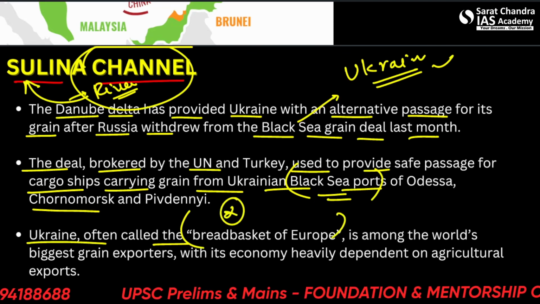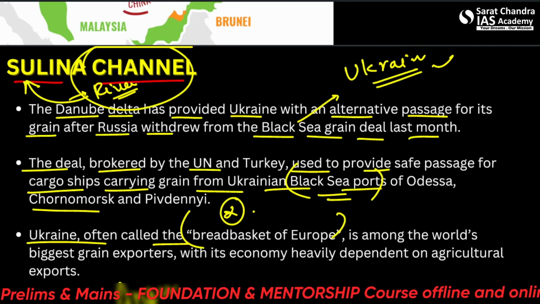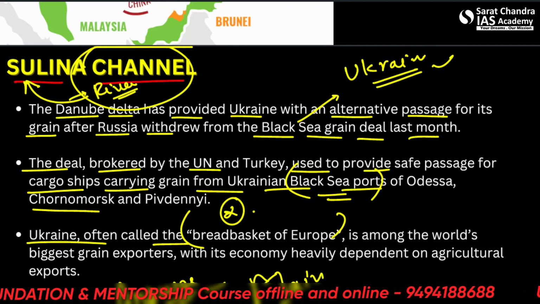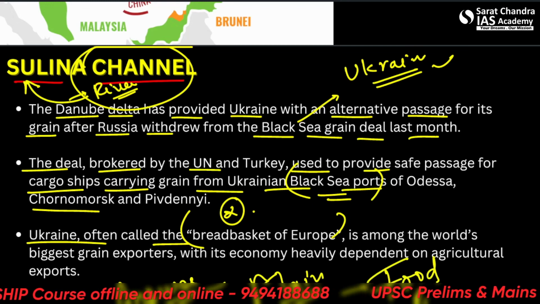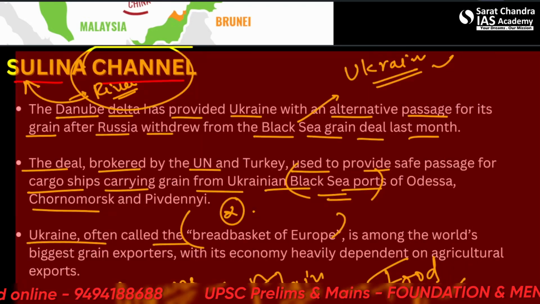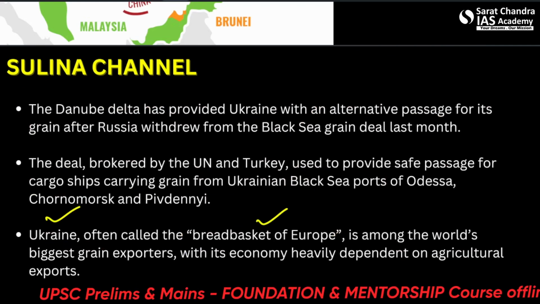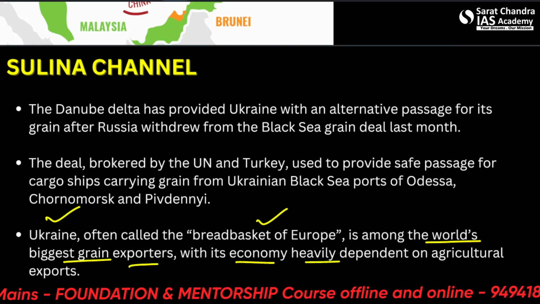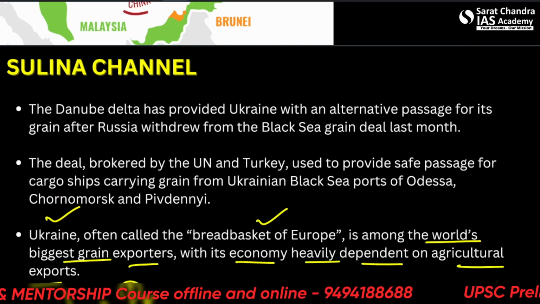This term is very important and can be used in answer writing also. This is a major theme for the Mains this year, that food reliance, okay, global food reliance in this century. So Ukraine, often called the breadbasket of Europe, is among the world's biggest grain exporters, with its economy heavily dependent on agricultural exports. Okay, so primary economy.